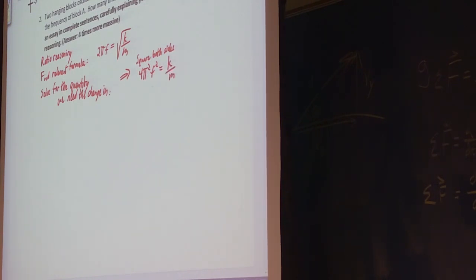And now, let's flip both sides over so we can get m in the numerator. So we're going to invert both sides. That will give us 1 over 4 pi squared f squared is equal to m over k. And then finally, we can solve this for m by simply multiplying both sides by k. This gives m is equal to k divided by 4 pi squared f squared.